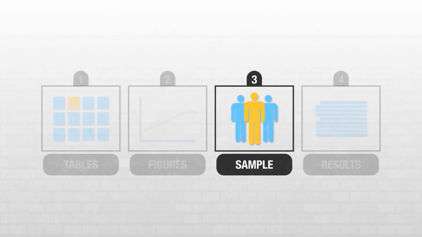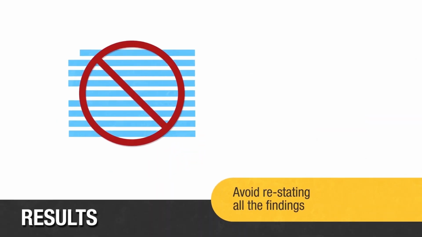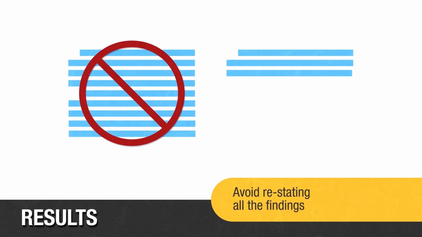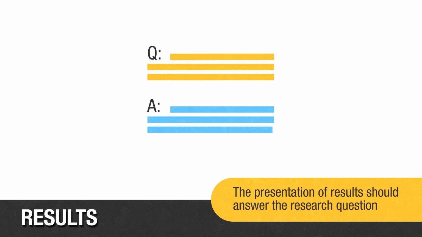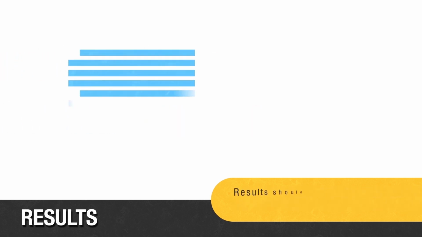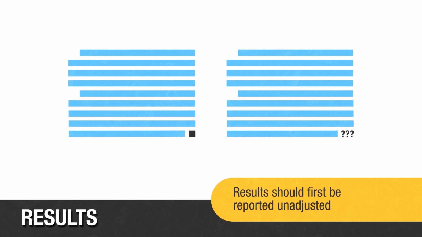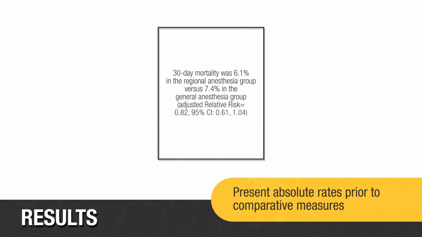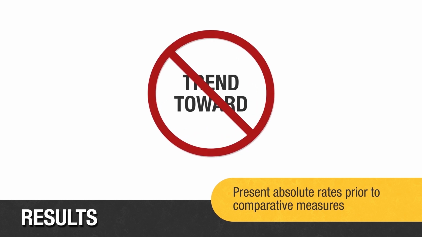Then, finally, in the text of the results section, avoid restating all the findings. Instead, focus on the primary findings of interest. The presentation of results should answer the research question or hypothesis. In general, results should first be reported unadjusted with appropriate estimates of uncertainty. Present absolute rates and proportions prior to presenting comparative measures of association, such as relative risk and odds ratios. Do not use subjective qualifying terms for non-significant results, such as trend toward.